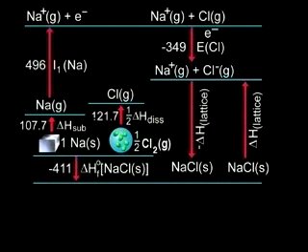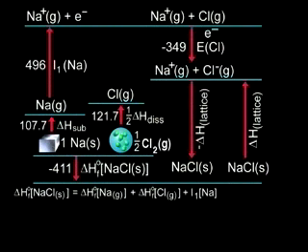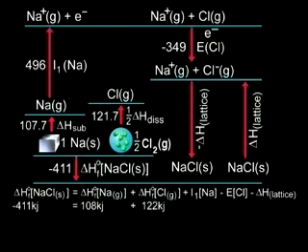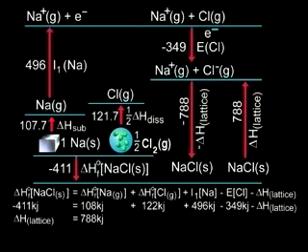We can calculate the lattice energy by taking advantage of Hess's law, which states that the energy change in a process is the sum of the energy changes for the several steps that may make up a pathway for the process. The lattice energy calculated in this manner is 788 kilojoules per mole.